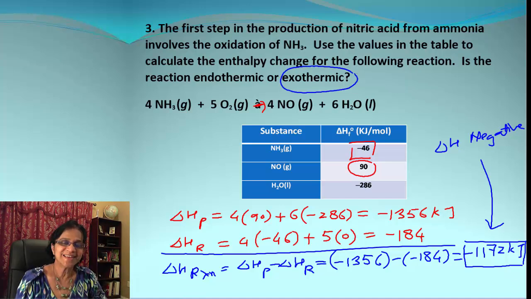So look at this. You guys learned how to find the enthalpy of reactions.